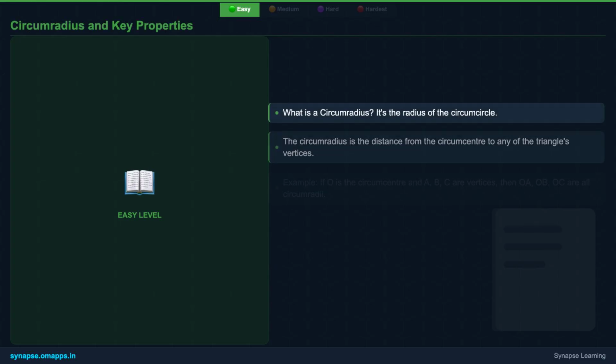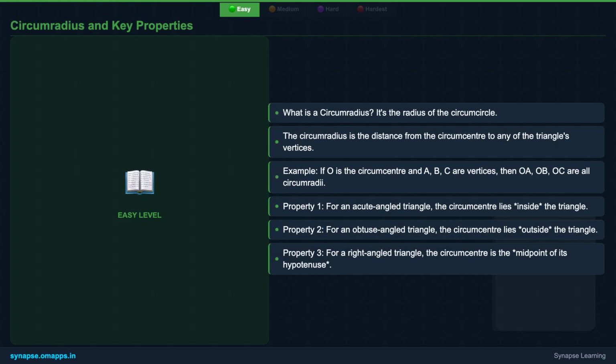Building on that, the circumradius is simply the radius of this circumcircle. It's the distance from our circumcenter to any one of the triangle's vertices. So, if O is your circumcenter and A, B, C are your vertices, then OA, OB, and OC are all equal to the circumradius. Now, for some key properties.